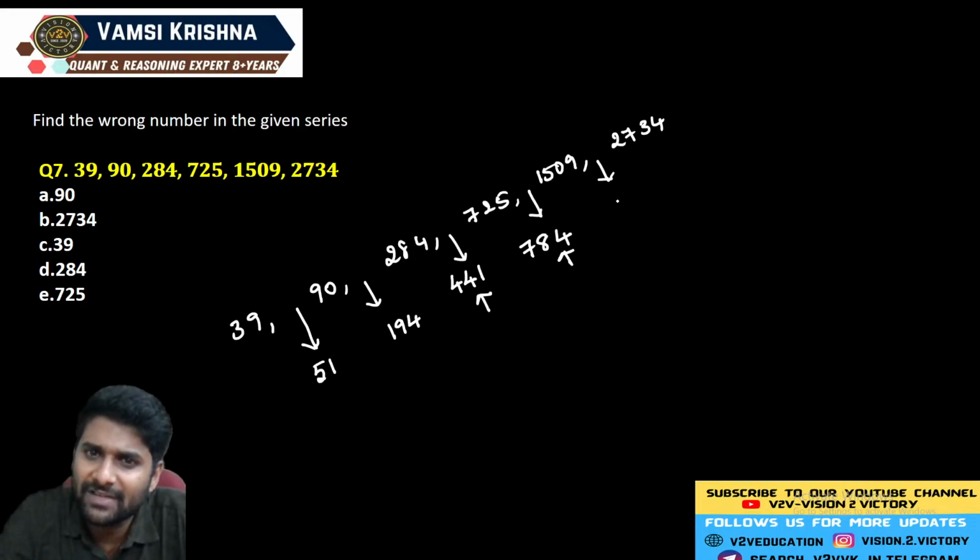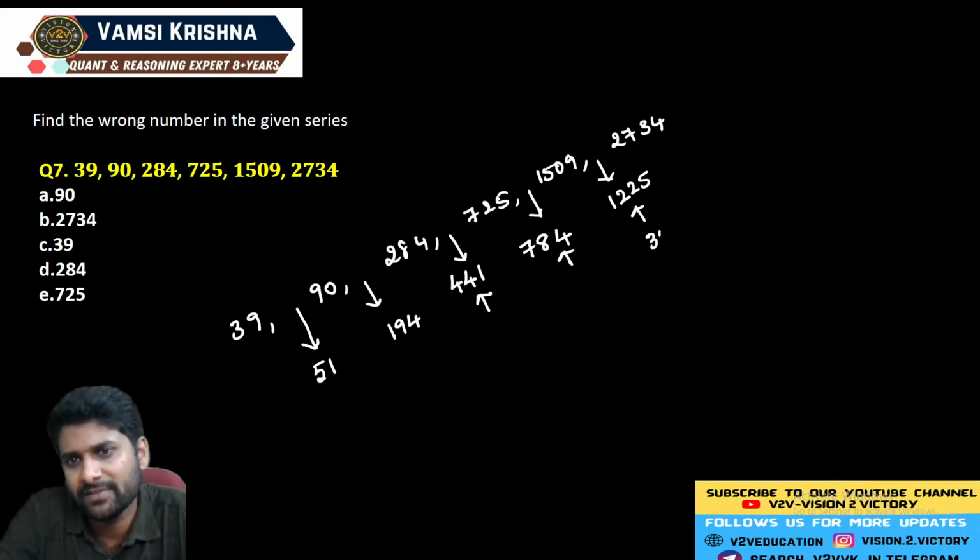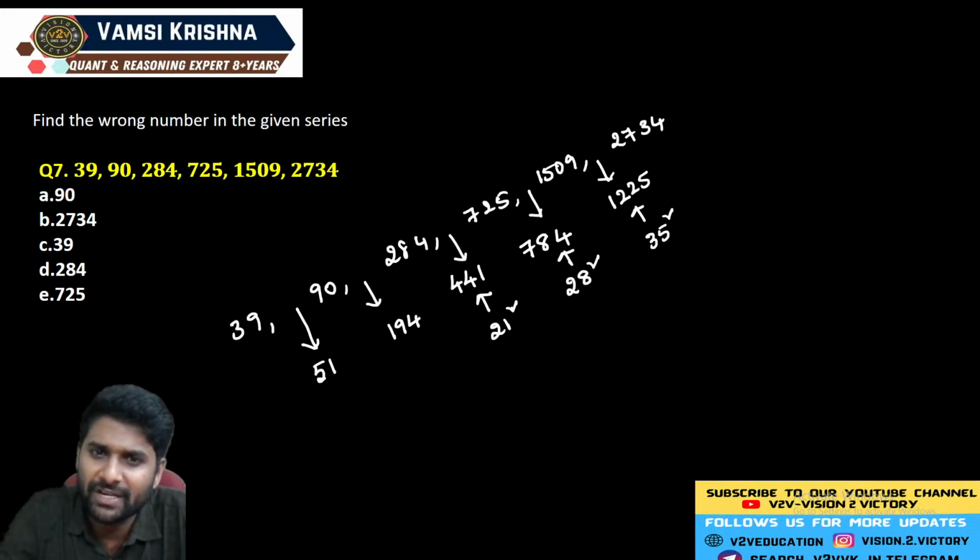Now again find the difference here. It's a 1225. Guys, you already know that 1225 is a 35 square, right? And you already know that this is the value of 28 square. And this is exactly a 21 square. So we need these numbers should be a 14 square and a 7 square.